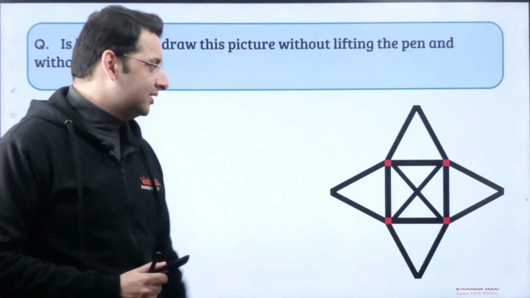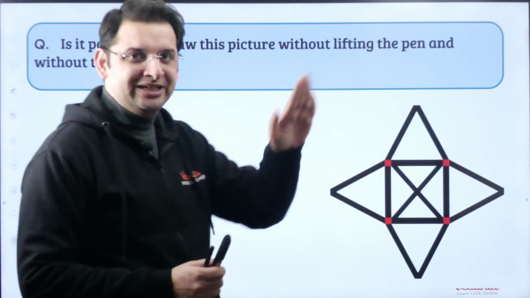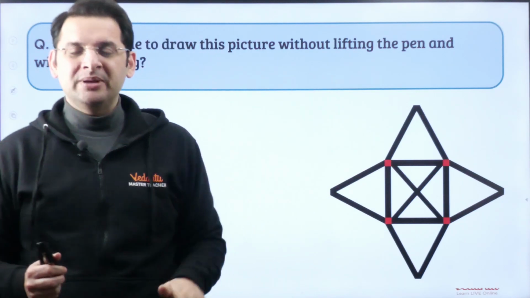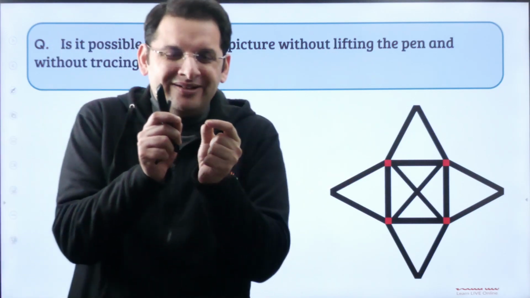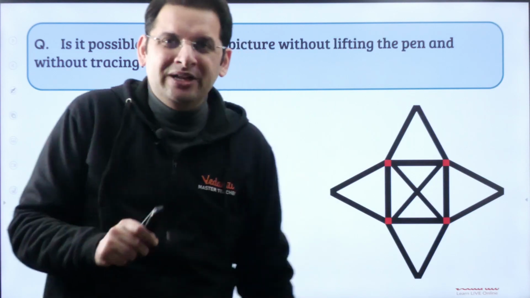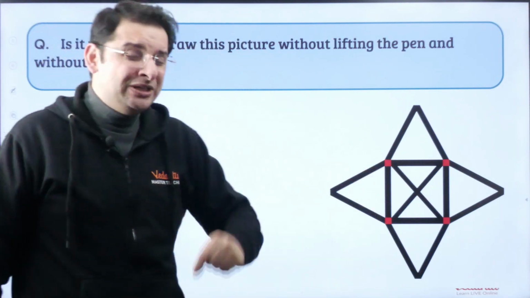So of course the answer to this problem is no, you cannot draw this unless you cheat. There is a cheat method, which is by folding the paper, and that is kind of lifting only, because for a fraction of a moment you're lifting the pen when you are unfolding the paper. So that is not allowed, but legally you cannot do this. And what is the logic behind it?